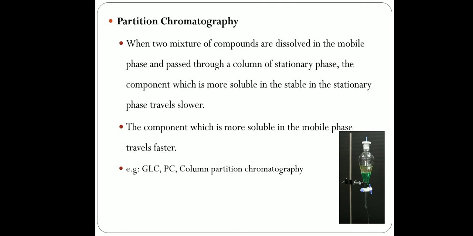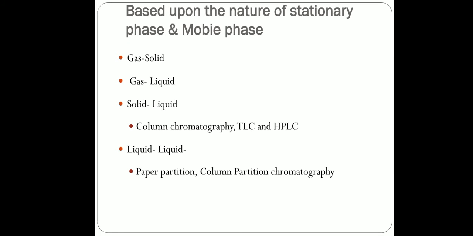You should not get confused with the paper. Paper is a solid substance, but the moisture present in the paper acts as the stationary phase, and the mobile phase is also liquid. Hence, it is an example for partition chromatography. So that is the first type of classification based upon the principle of separation.